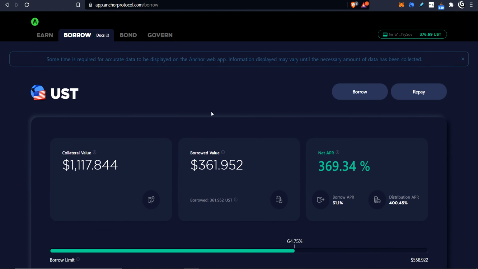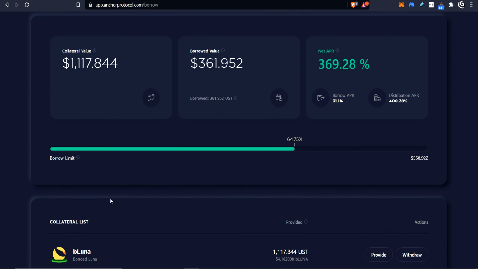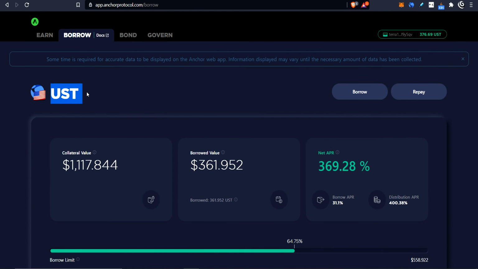But I think it's pretty clear what this is for and what you would use it for, and it's just getting off the ground. I'm sure they're going to add more collateral here, and perhaps they will add other things you can borrow other than USDT, but I have not read anything about that anywhere. Okay, so that pretty much covers this, and I hope this is useful. It's just a quick look at things.